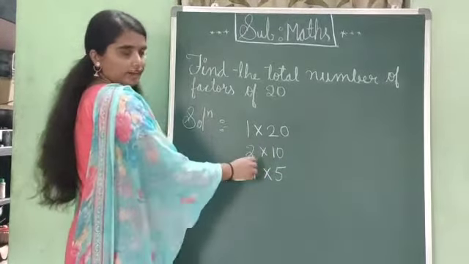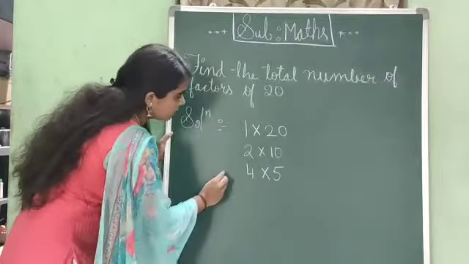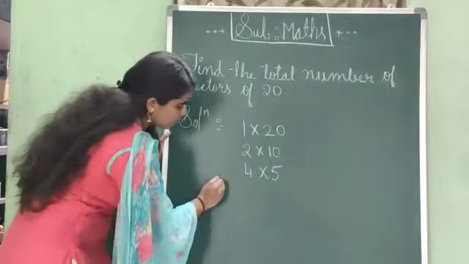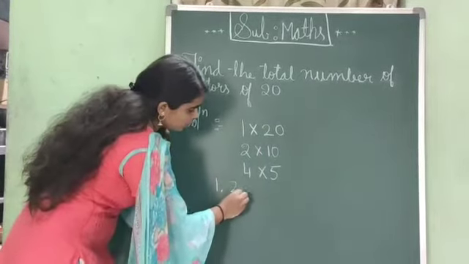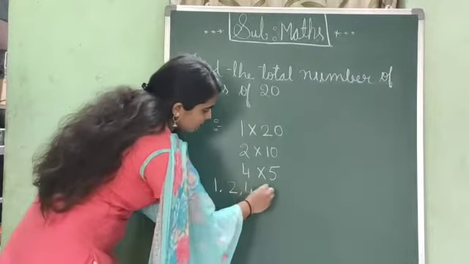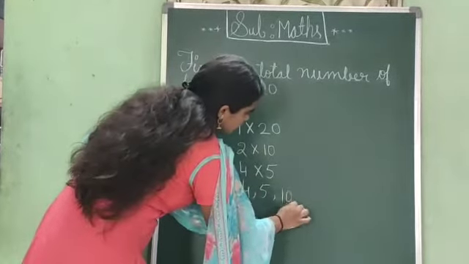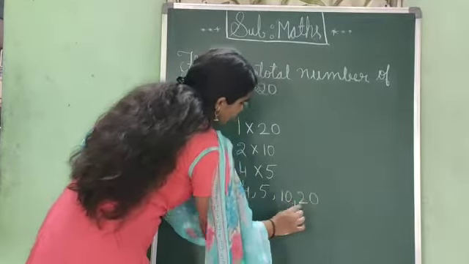So these are the factors. First we should write what is on this side, then we will go for this side. So first 1, 2, 4, then 5, then 10, then 20. So I have written this.